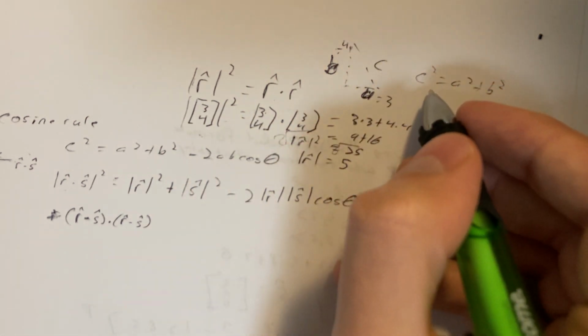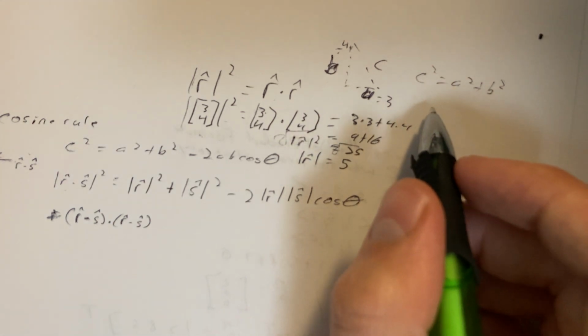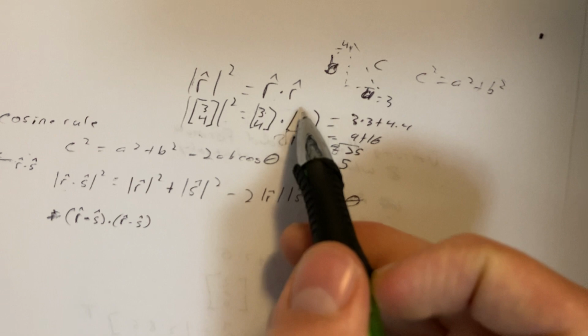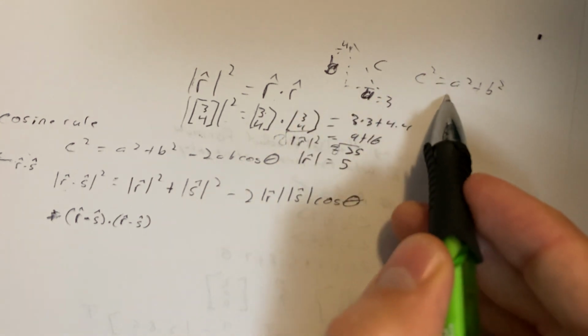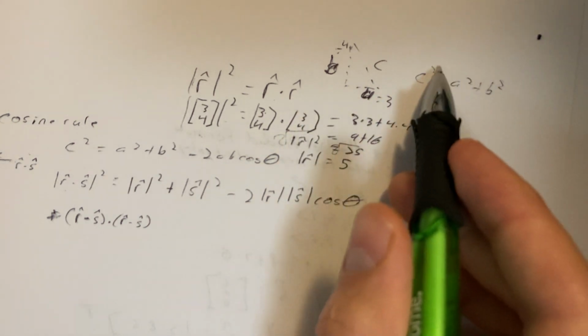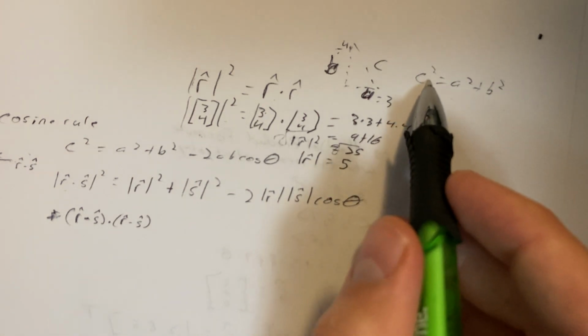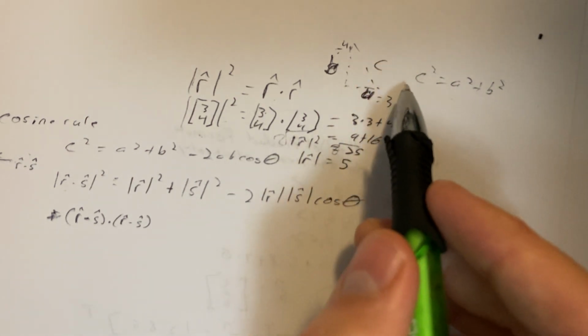And we get 5. And you can generalize that to 3 or 4 dimensions. And that's really what the dot product is doing. The dot product is essentially calculating this side of the Pythagorean theorem. So the square root of the dot product is calculating the length of the hypotenuse in the Pythagorean theorem.